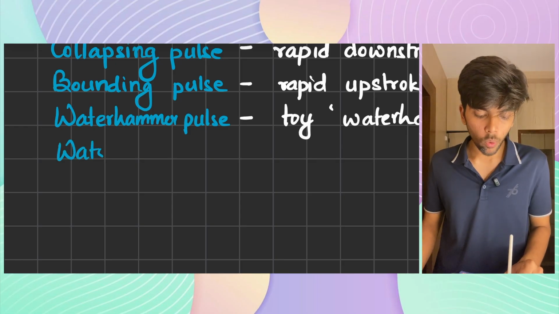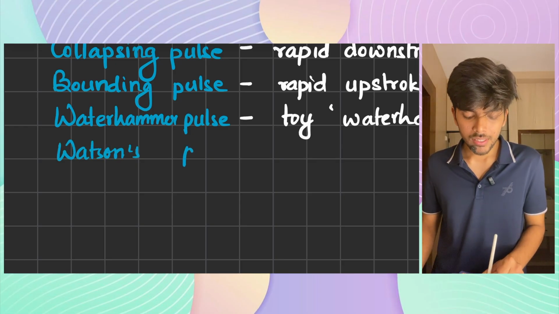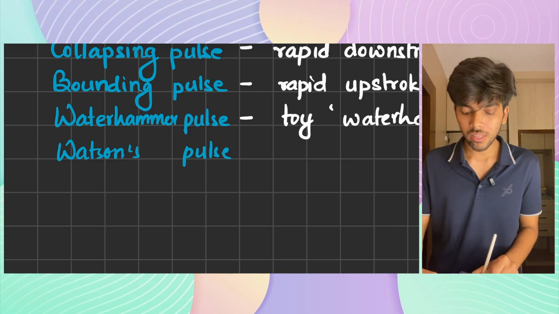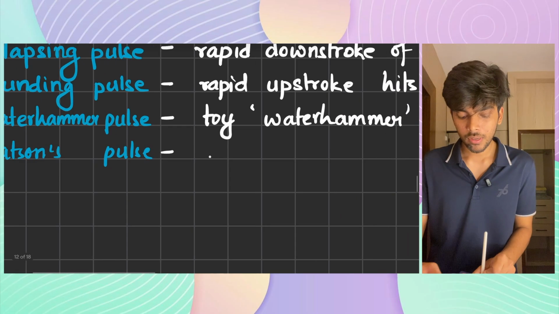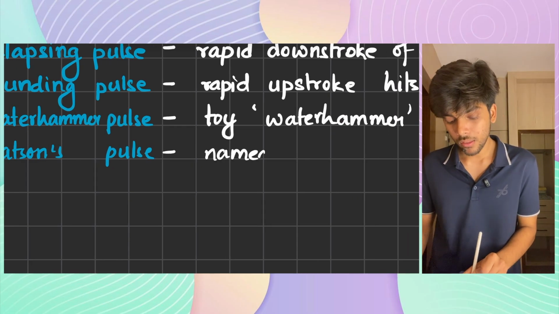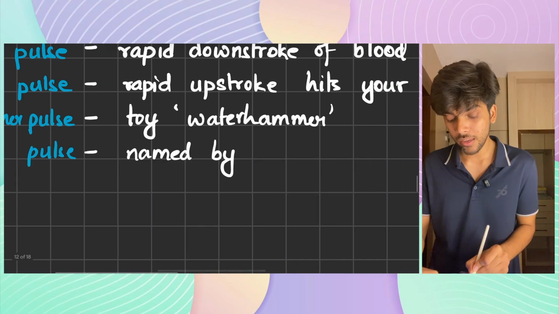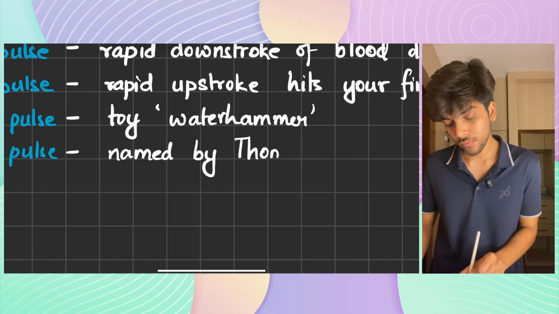Why is it called a Watson's pulse? It's called a Watson's pulse because the Waterhammer pulse was named by Thomas Watson.